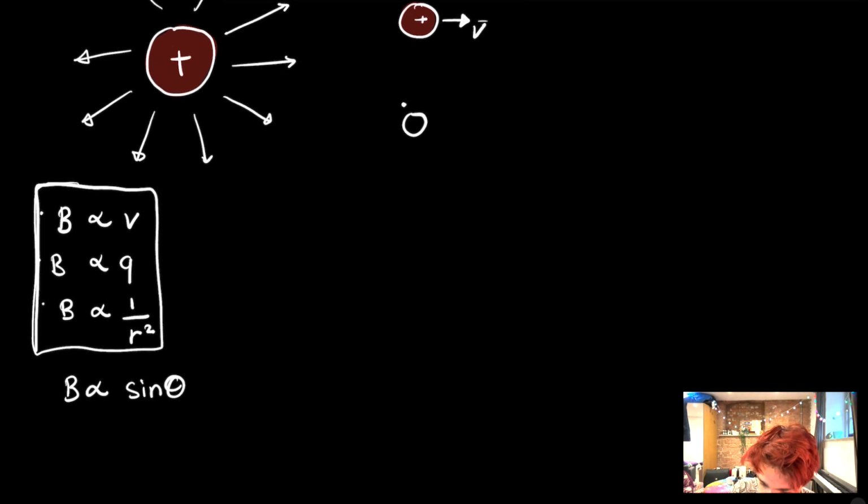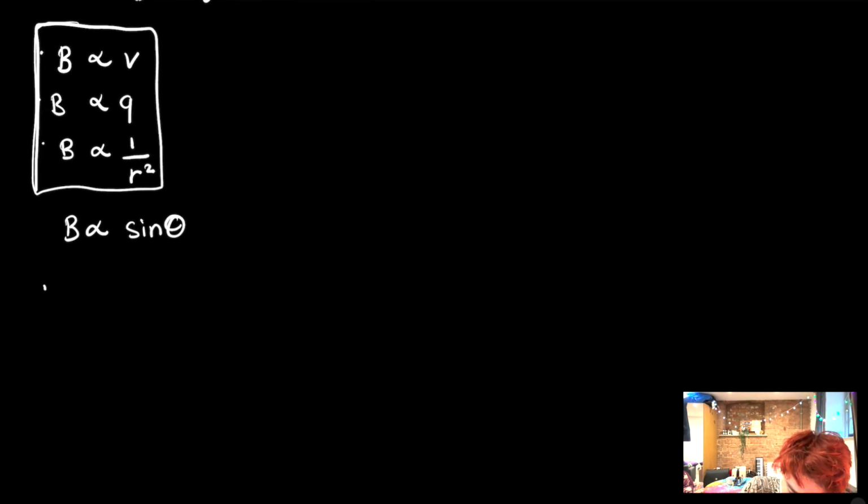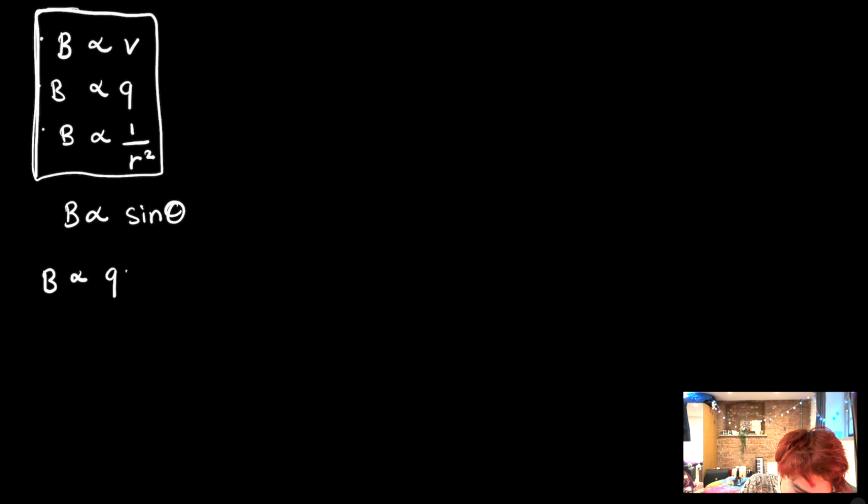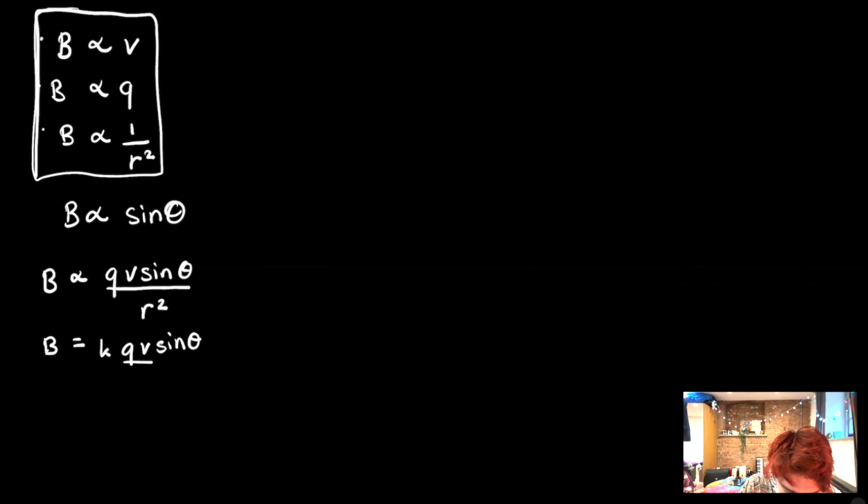Sine theta is a maximum at 90 degrees because the sine of 90 degrees is 1, which is the maximum value. So if we put all this together, the magnetic field is proportional to the charge times the velocity times sine theta, all divided by r squared. Whenever we have a proportionality relationship, we can define a constant term. We can define it as equal to a constant, which we normally just call k for now, multiplied by qv sine theta divided by r squared. Now this constant actually has a very solid value: 10 to the power of minus 7.